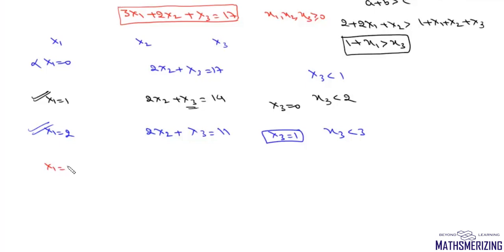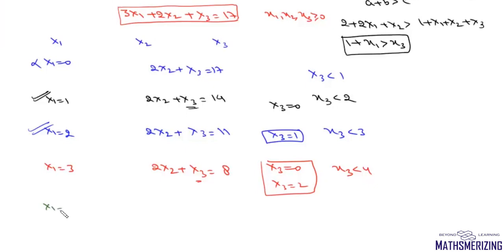Now we'll take x1 as 3. Then it will be 2x2 plus x3 equals 8, where x3 is less than 4. Now here x3 has to be an even number. So we have two values of x3 possible. Either x3 is 0 or x3 is 2. So it will give us two more triangles.